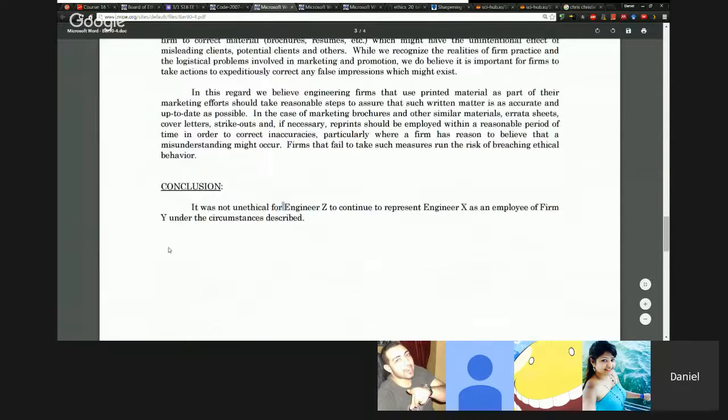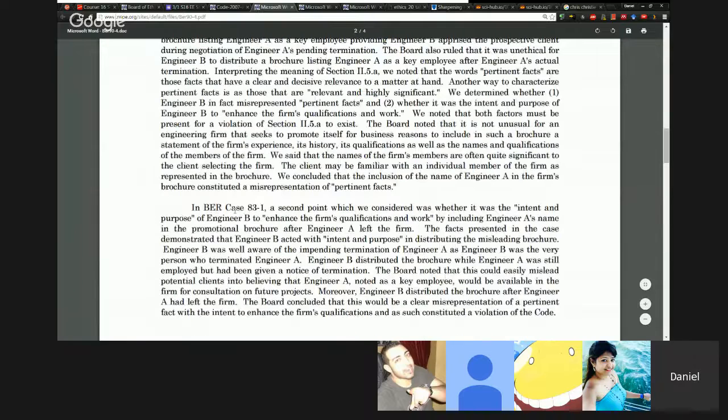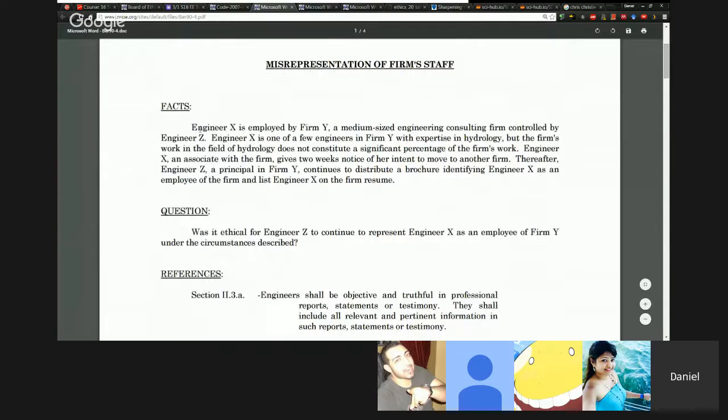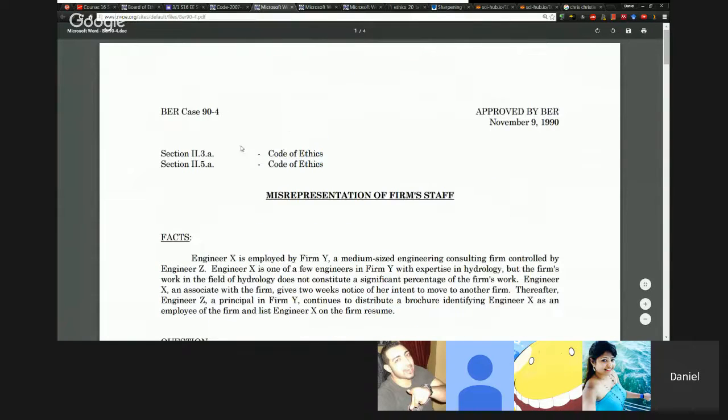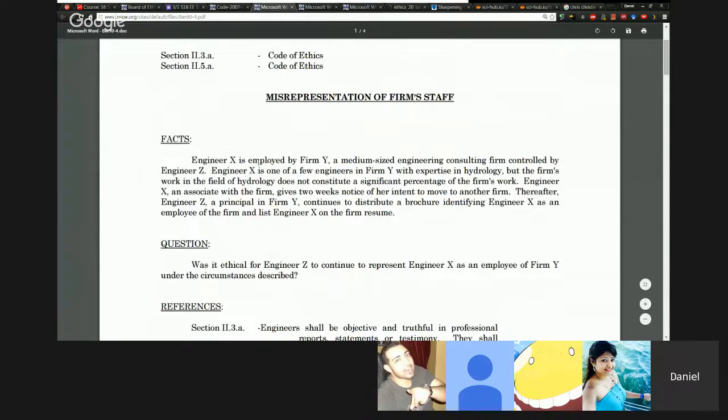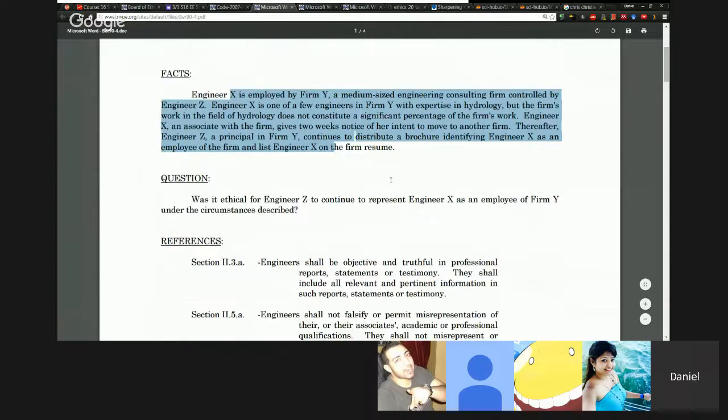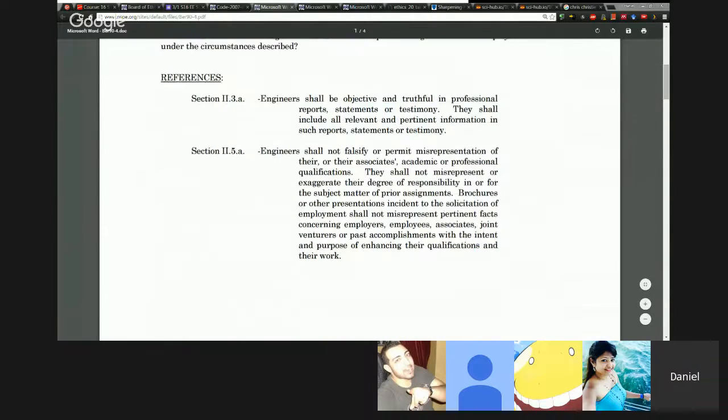All right, so you might have been confused about this kind of case. Is it unethical to keep distributing this brochure even though it's going to be out of date very soon? And the board says no, it's not unethical. You can keep distributing that as long as you change it after engineer X leaves, as long as you're not trying to deliberately deceive people about what's going on in your firm. Then there's no ethical violation here.